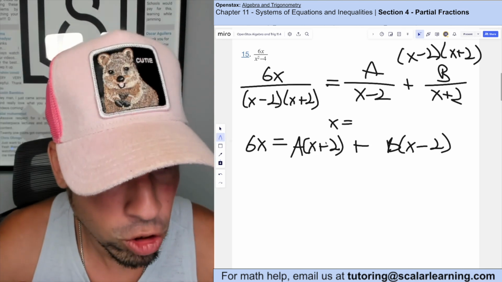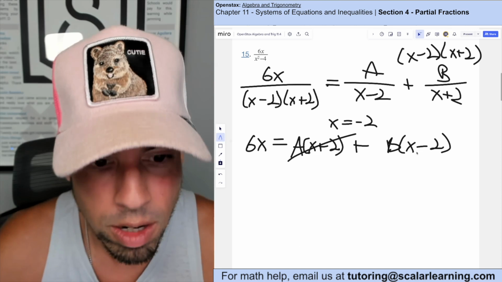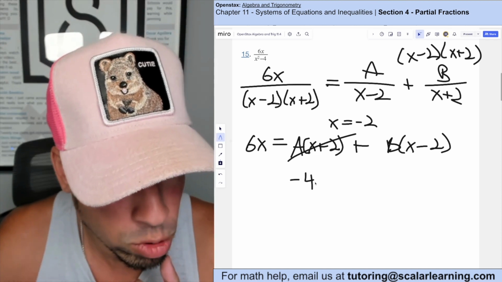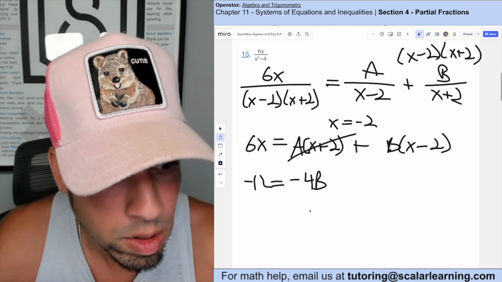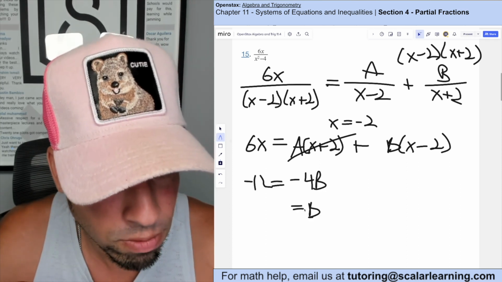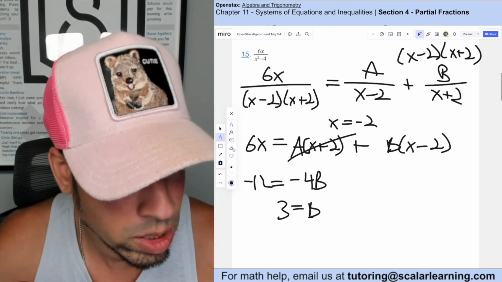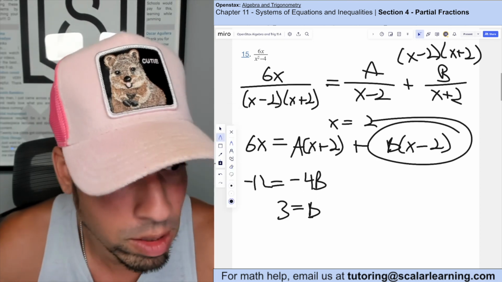So first I'm going to try negative 2, plug it in here, that's going to zero it out. That's what we want. And then here, negative 2 times minus 2 is negative 4. So we get negative 4b is equal to negative 2 times 6, which is negative 12. Divide both sides by negative 4, and we get b is equal to 3. Over here, now we're going to reset this equation, and now we're going to plug in positive 2, because now I'm going to zero out this term, right?